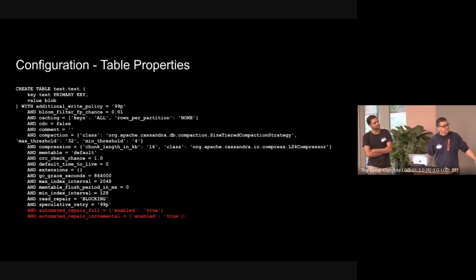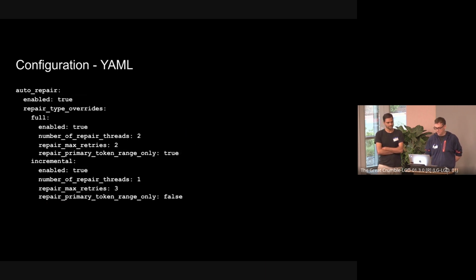The first is the table properties, as there'll be 2 new properties. This is still a CEP, so the name can change, of course. But here we have automated full repair and automated repair incremental, where you can enable and disable it on a table level through the DDL. And then the YAML for controlling the schema or the actual scheduler is just in your normal Cassandra YAML.